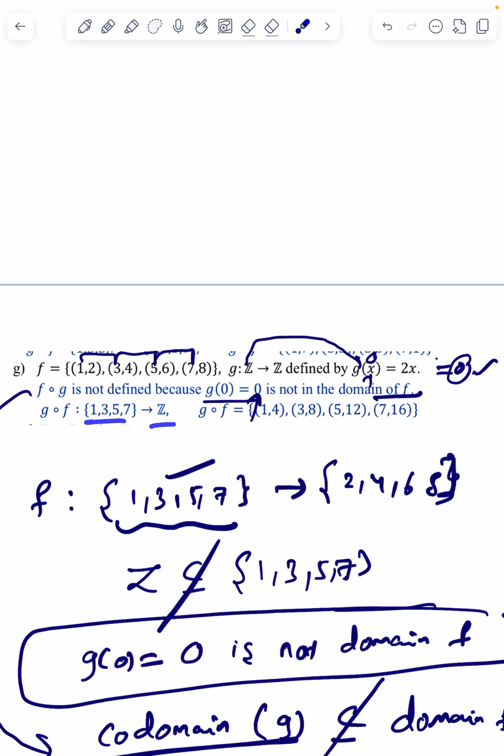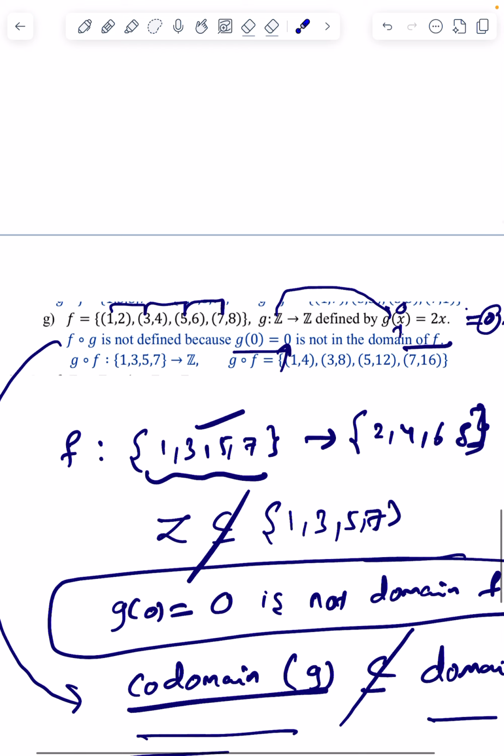Okay, so in this way you can write it. The domain of f is 1, 3, 5, 7. That's why you write it. The codomain of g is nothing but the codomain of Z. That's why I write it. Okay, how to write g circle f? This is important. Previously we did one problem, and in that way we can do it.